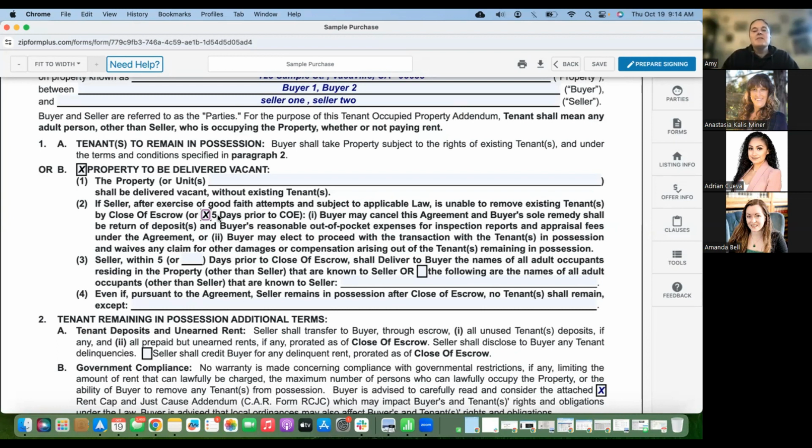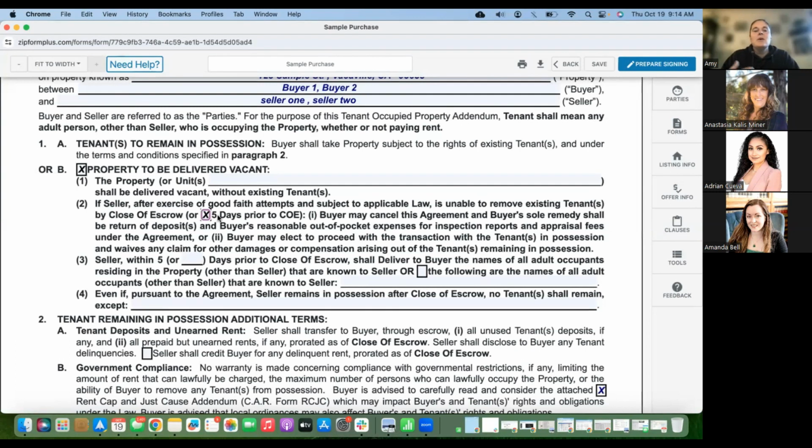Buyer may cancel this agreement, and buyer's sole remedy shall be the return of deposits and buyer's reasonable out-of-pocket expenses for inspection reports and appraisal fees under the agreement. Or buyer may elect to proceed with the transaction with the tenant in possession and waive the claim for other damages or compensation arising out of the tenant's remaining in possession.